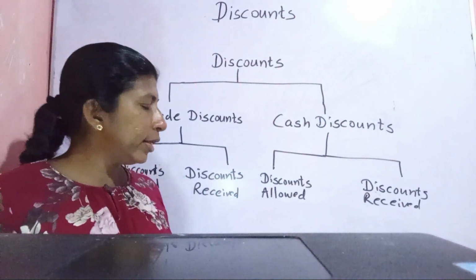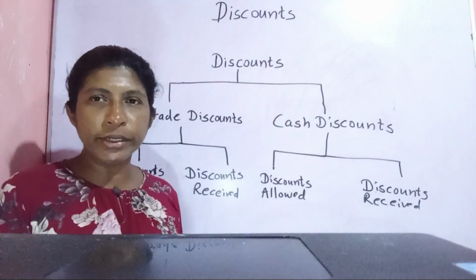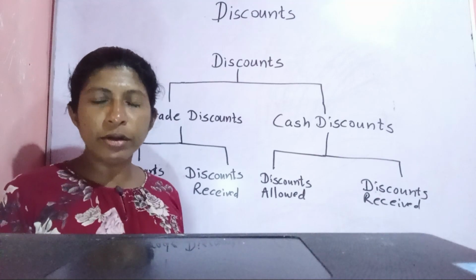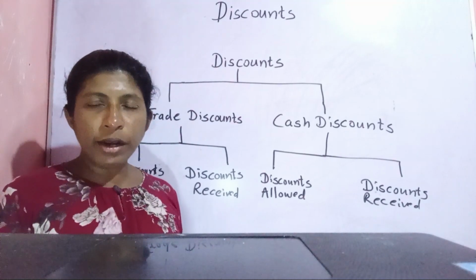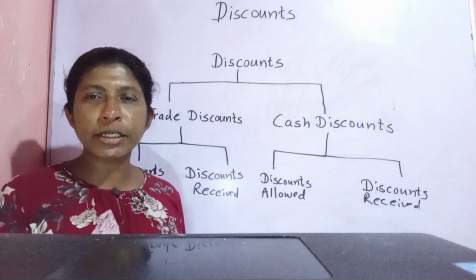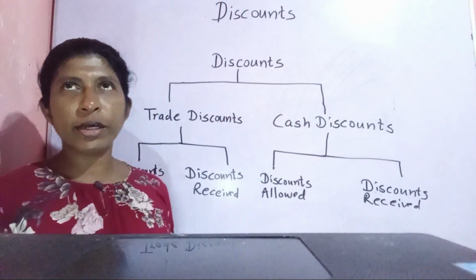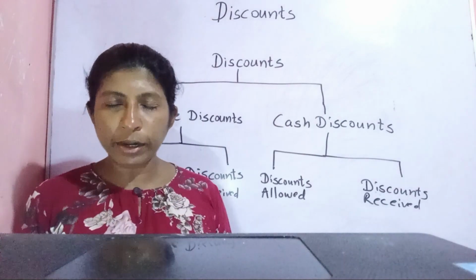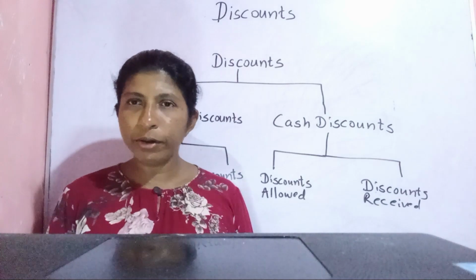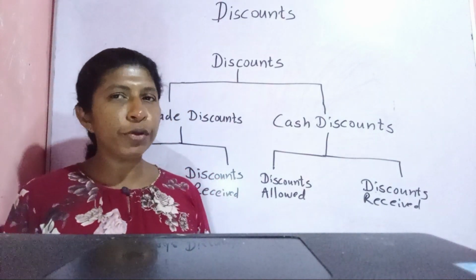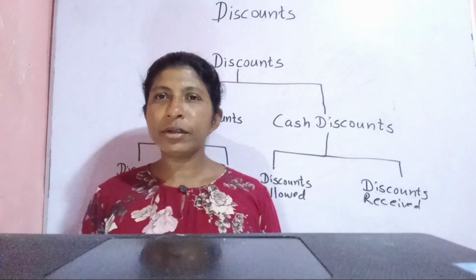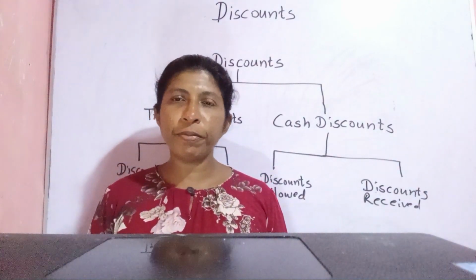If we consider discounts allowed first, we are giving this discount to our debtors. On our business side, this discount allowed is our expense. That means when our debtors are settling money for our business, as they have paid on time, we will give them a discount. As an example, Nimal is a debtor of our business.